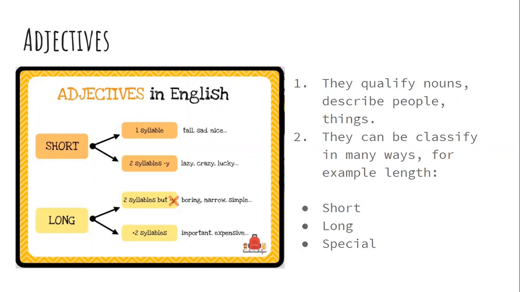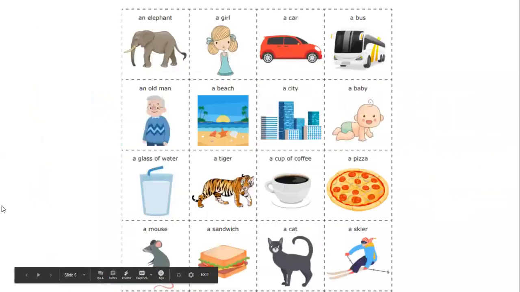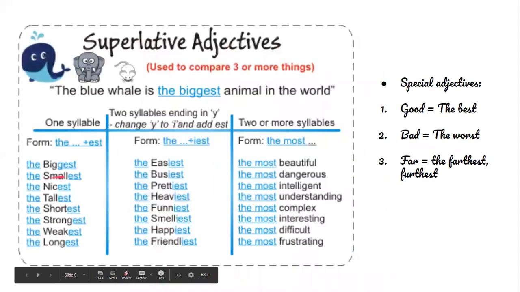In this case, we have short adjectives, which according to, where's the pointer? Yeah, okay, this is it. Go back, please.